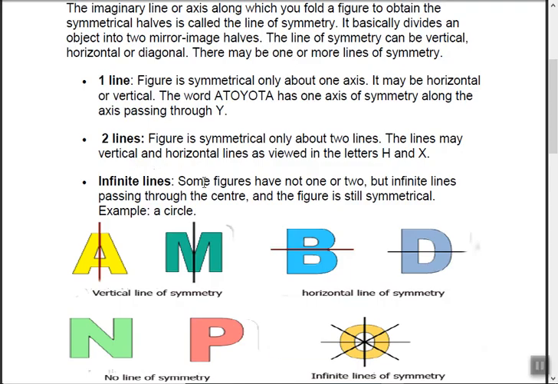Next is infinite. Some figures have not 1 or 2 but infinite lines passing through the center and the figure is still symmetrical, right? A circle. See this circle. So this is O. You can consider this as a full circle, not an oval. Then it will have infinite lines of symmetry. Which of the objects you see in our daily life has infinite lines of symmetry? Sunflower. If you see the sunflower, it has infinite lines of symmetry. That is called radial symmetry.